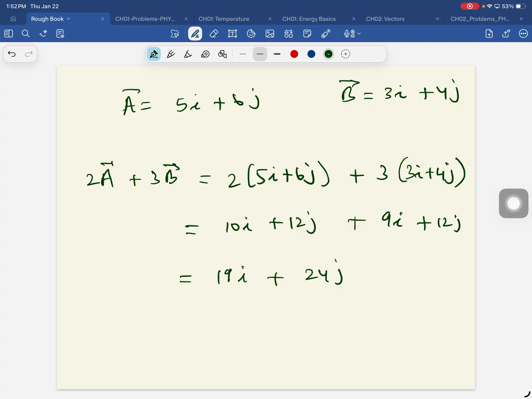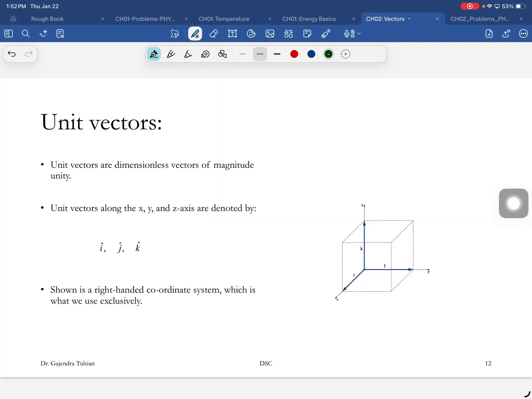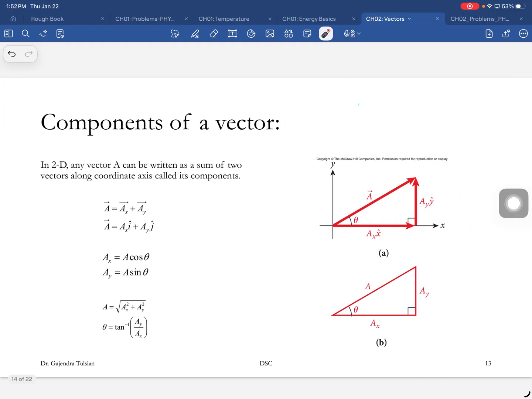You learned how to add vectors. When you're adding vectors, you just add the corresponding components. A plus B, the resultant, is (Ax plus Bx) i plus (Ay plus By) j. And of course, this can be easily extended to any number of vectors.